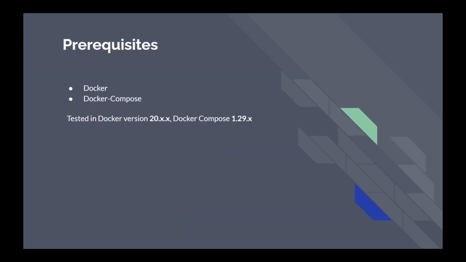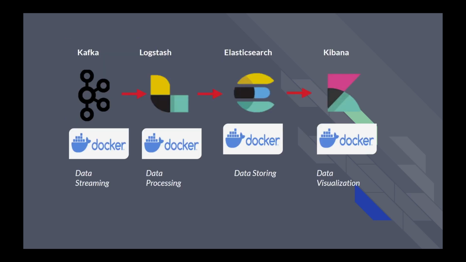Let's get started. There are certain prerequisites: Docker and Docker Compose. For me, I have used Docker version 20.x and for Docker Compose 1.29.x. So this is how the communication works. If you want to know more about Kafka, press the I button or refer to the description.